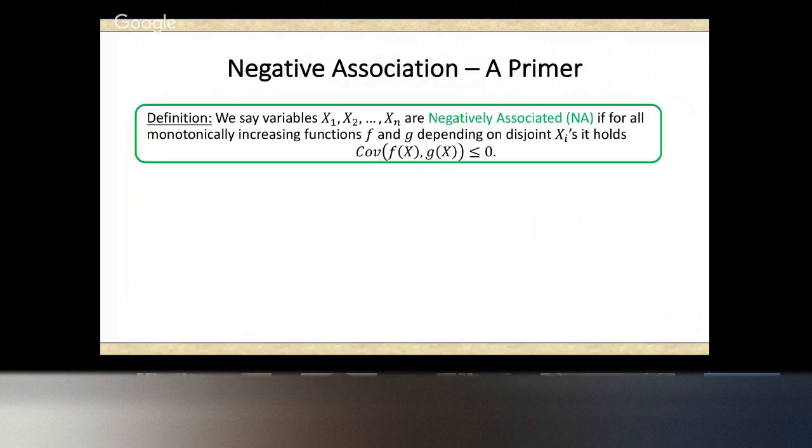So the definition is pretty intuitive. We say that n variables x1 through xn are negatively associated if for all monotone increasing functions f and g, depending on disjoint x_i's, the functions f of x and g of x are negatively correlated. I'm saying that's very intuitive. Maybe the way I stated it isn't.